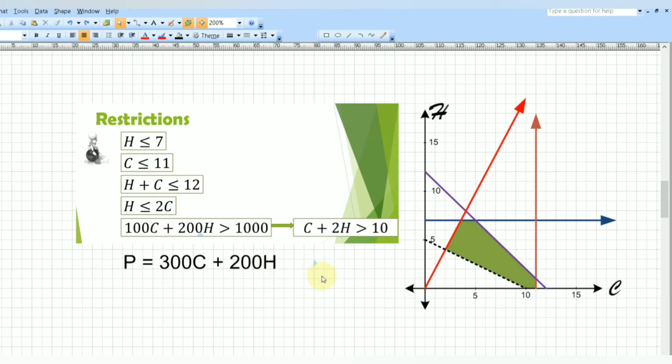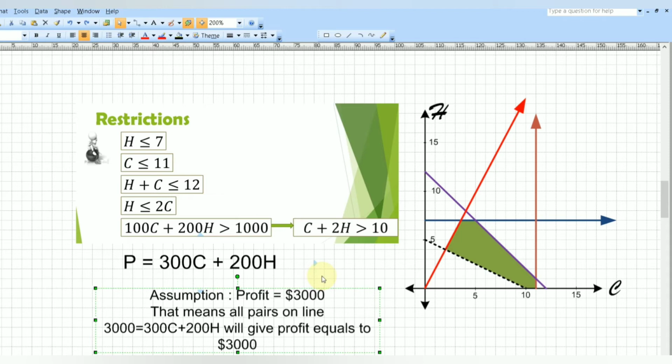So the first method that we suggest is this. Let's make an assumption. If the profit is 3,000, I want to aim for profit equals 3,000 exactly. It means if we put it into the equation, it becomes 3,000 equals 300C plus 200H. And this can be drawn. Let's just say this is a linear equation, so you can graph this on this graph, right? And the graph of this equation will be all the pairs that give the profit equals 3,000.